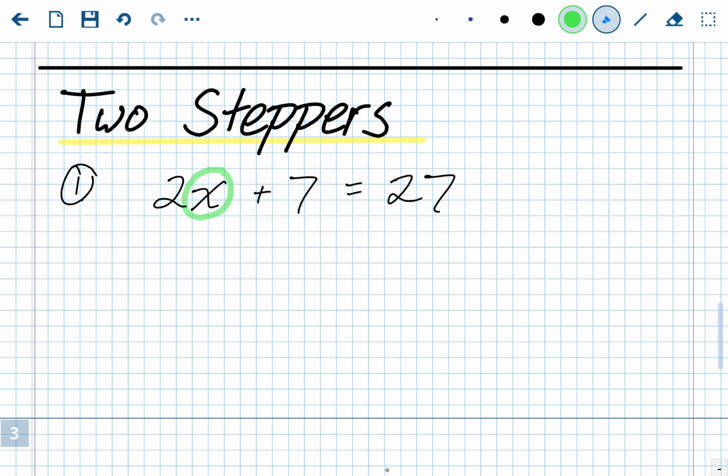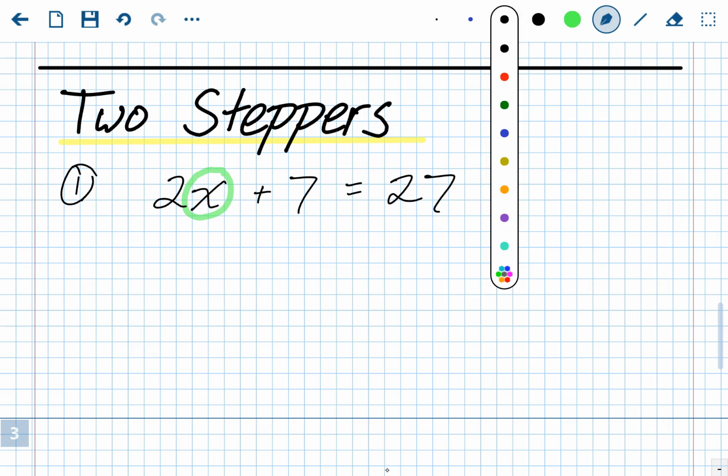Variable's right there, x. We need to get everything away from that x. Okay. So again, think of it as you're trying to rescue a hostage or something. That's the target, but you need to get rid of the guards around it. So you don't start with the guard that's standing right next to it, you start with the guard that's furthest away from it. Okay, which is the plus 7.